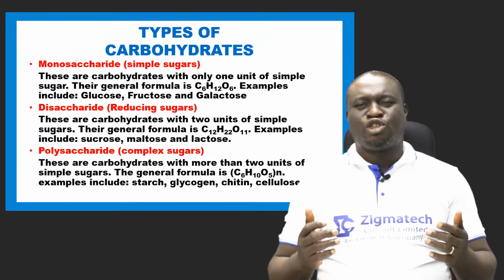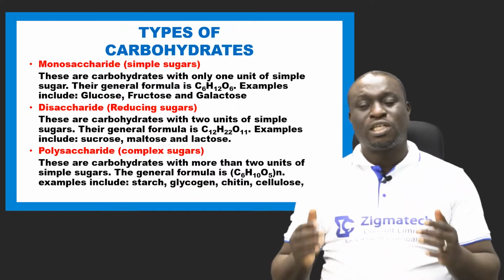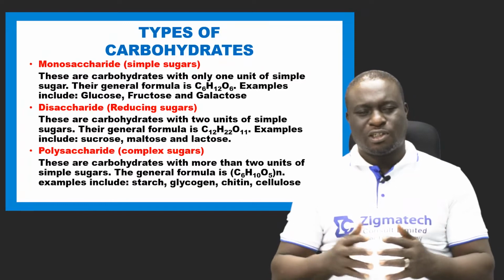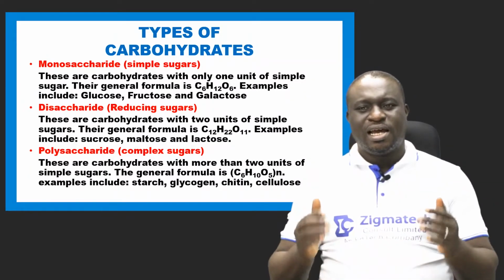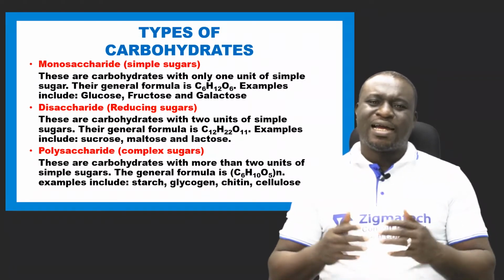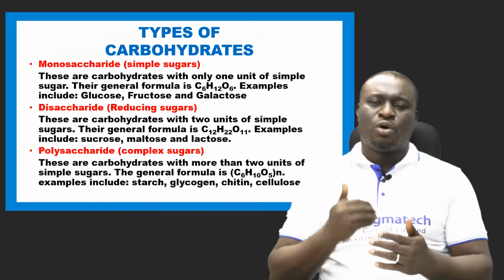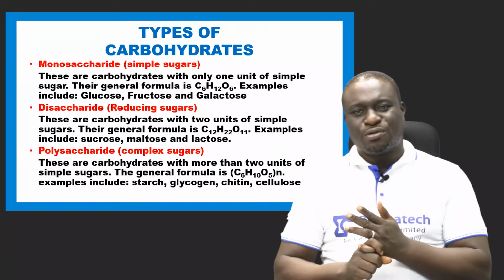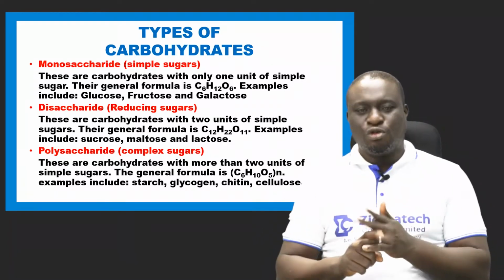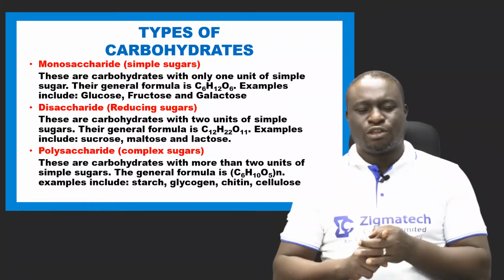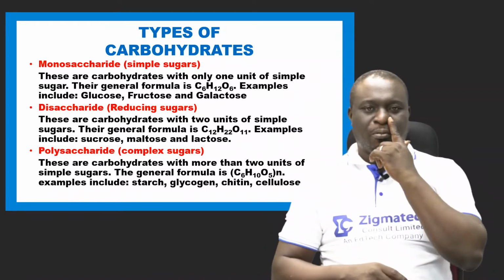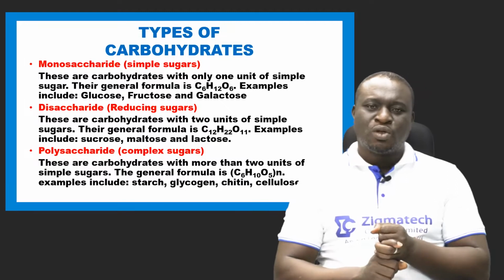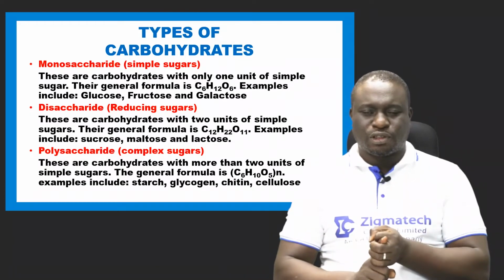But monosaccharides are the simplest form that can be absorbed or utilized by cells. Their general formula, mostly for glucose, is C6H12O6. Examples of monosaccharides are glucose, fructose, and galactose.